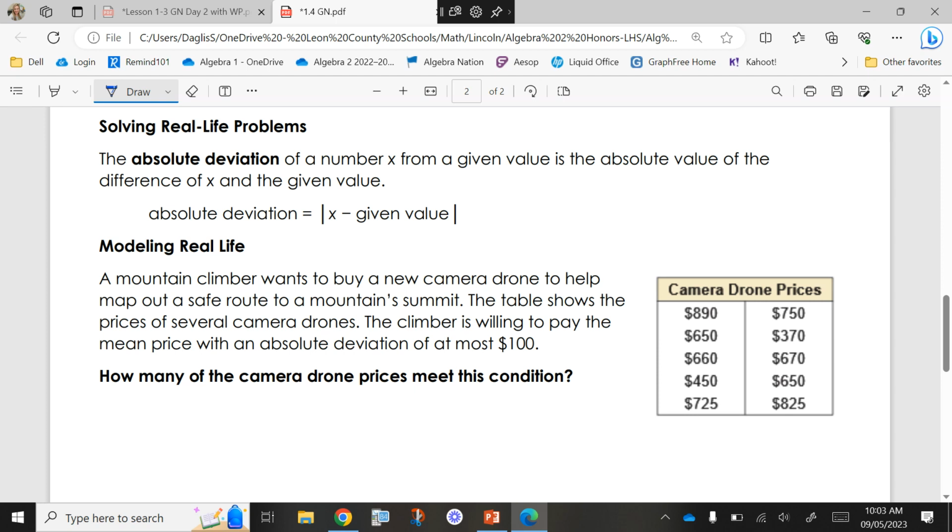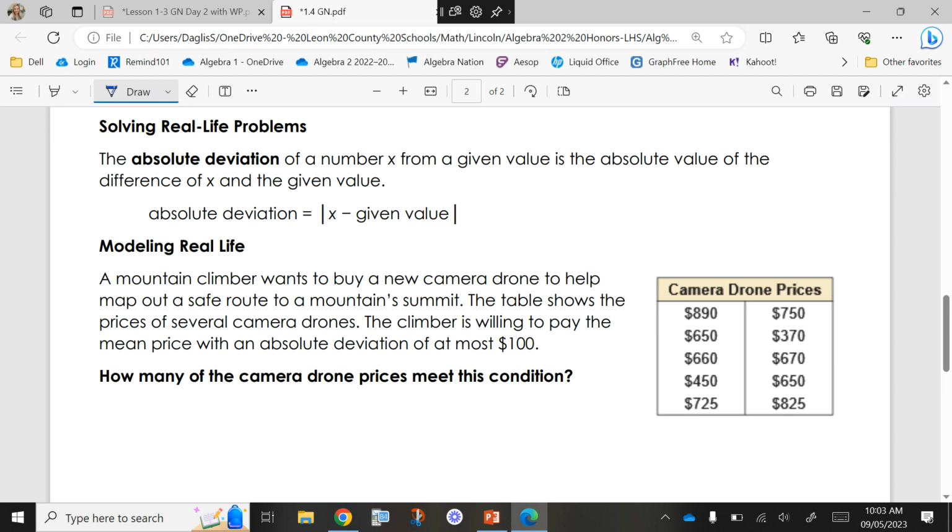He's willing to pay the mean price, which is the average price, right? With an absolute deviation of $100. So like the mean plus 100, so plus 100 or minus 100. He can go 100 below or 100 above, right? So common sense is going to be very nice here. That's what it's asking for, okay?